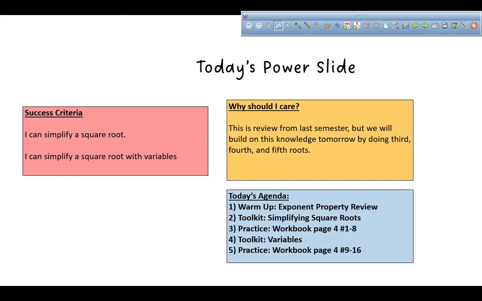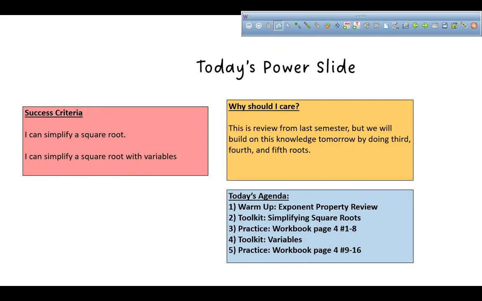So we are going to simplify square roots with just numbers and also with variables. The reason that we're doing this is tomorrow we're going to change the square root to a 3rd root, a 4th root, a 5th root, a 6th root, and a 7th root. If you can't do a square root, you certainly can't do a 7th root, right? So I need to make sure you know the basics before we do a little bit of harder stuff, okay?